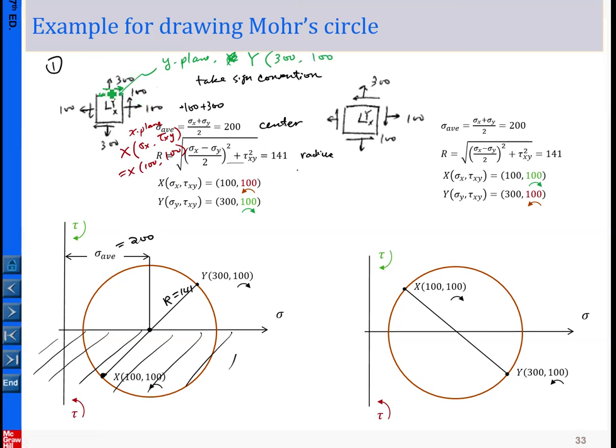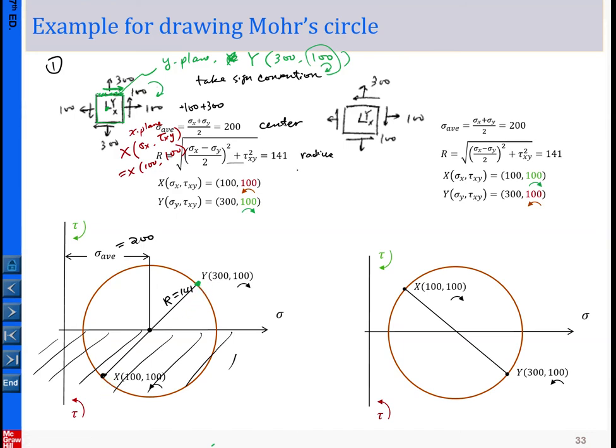Again, this direction of the shear stress has a tendency to rotate this stress element about the origin in this direction, so I put the arrow like this. So y has the coordinates 300, 100. Because the second coordinate has this sense, we place it in the upper quadrant, like this. So now you have successfully used this example to constitute x and y.